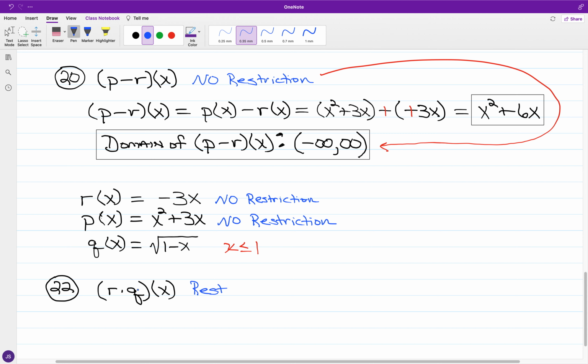And I had to be able to work with both r of x and q of x. So for r of x, I can plug in anything for x, but I had to work with q of x, so this time around I'm constricted to values less than or equal to 1 for x.